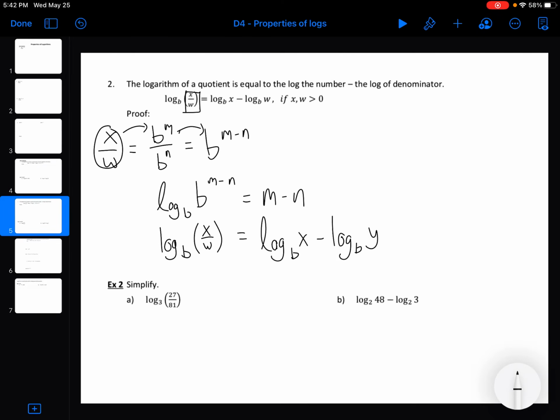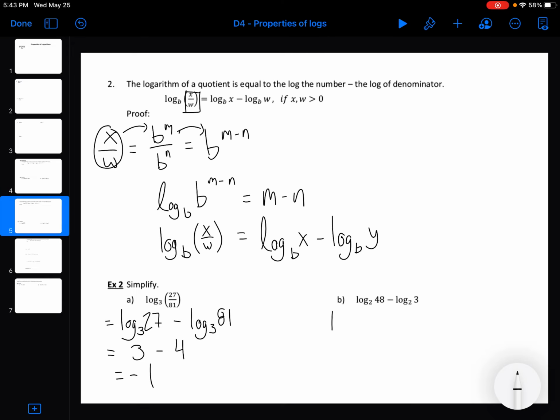I realize I'm going through this kind of quick, but these properties are very common. It's very much attached to the exponent law properties that we're looking at, like the quotient and the product rule for exponent laws as well. So looking at this, same idea. This is going to become log base 3 of 27 minus log base 3 of 81. Log 27 is 3 and 4, so we get -1.